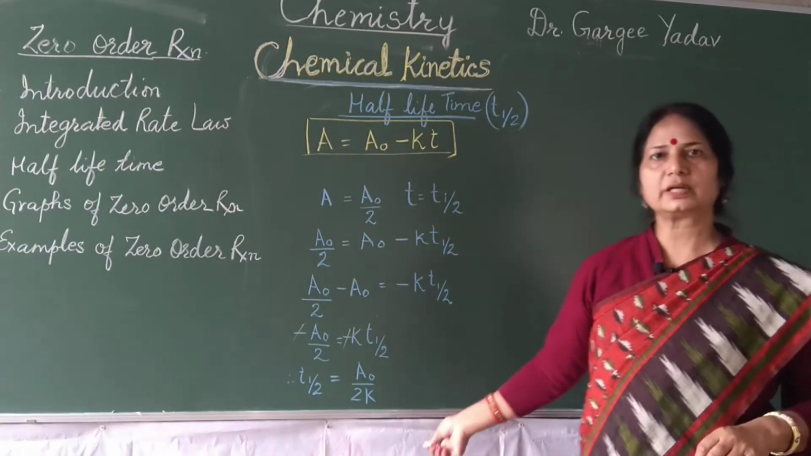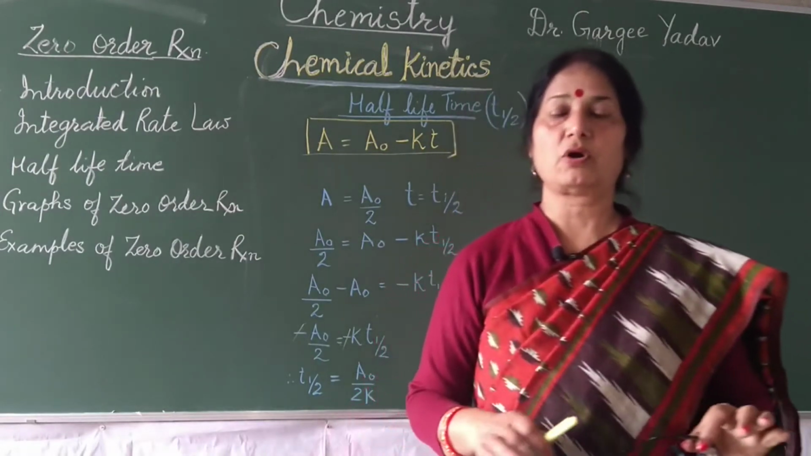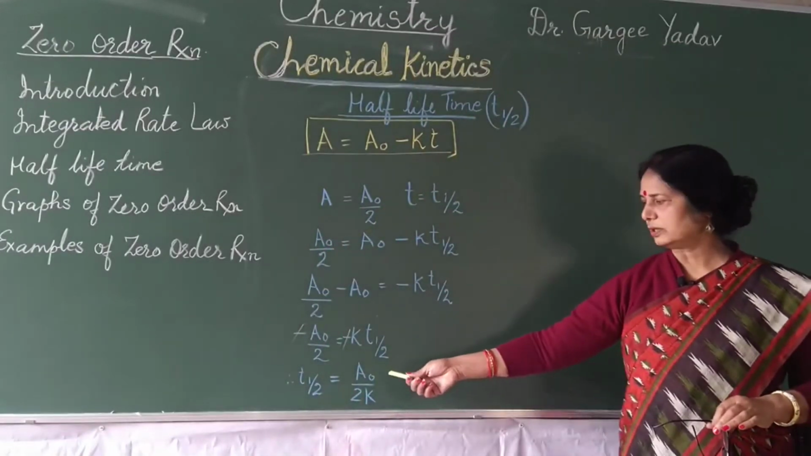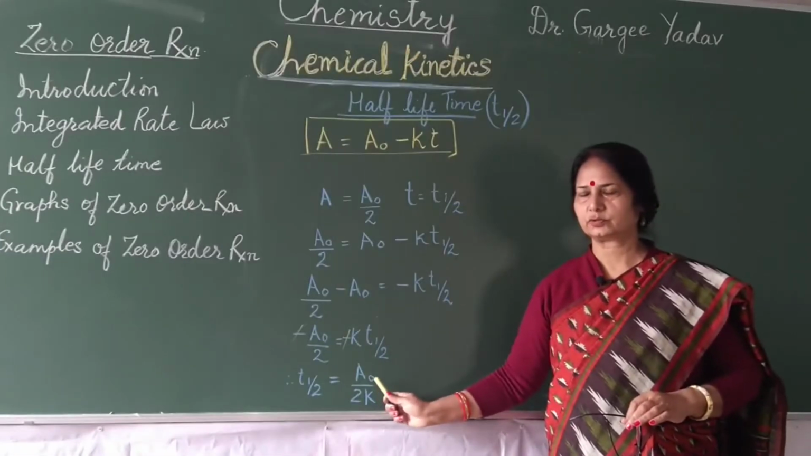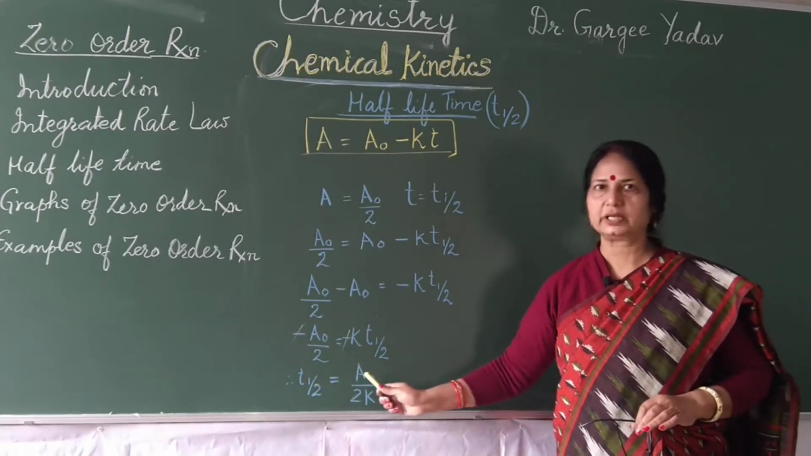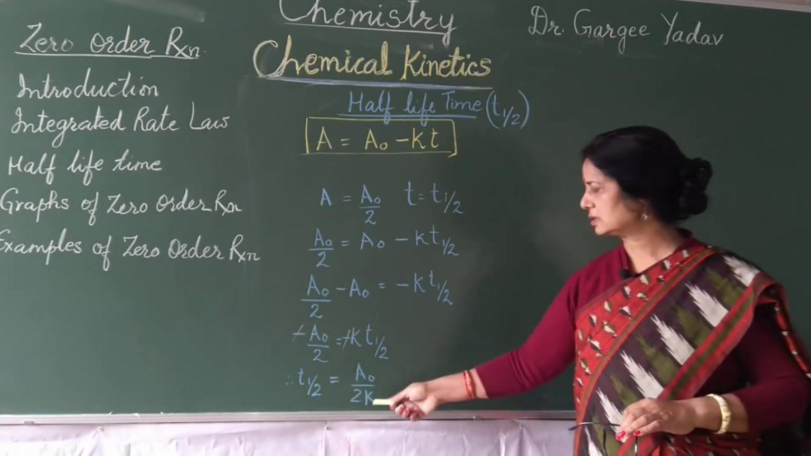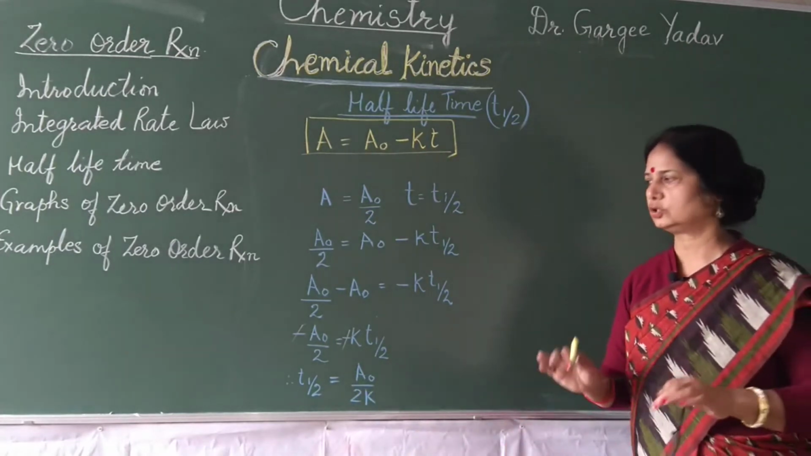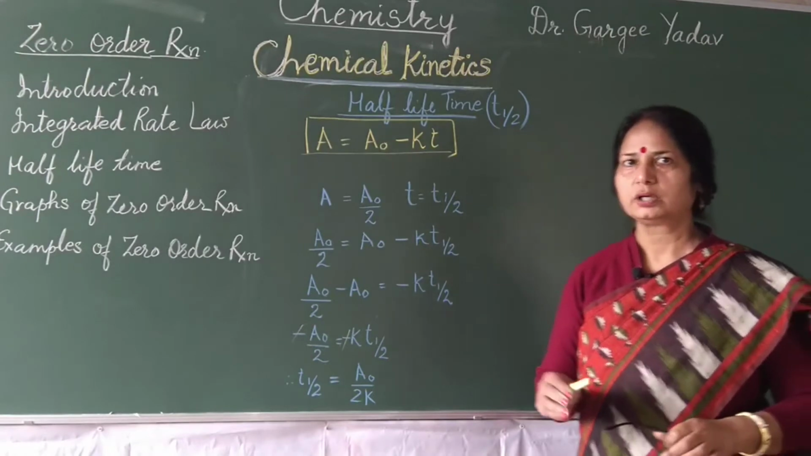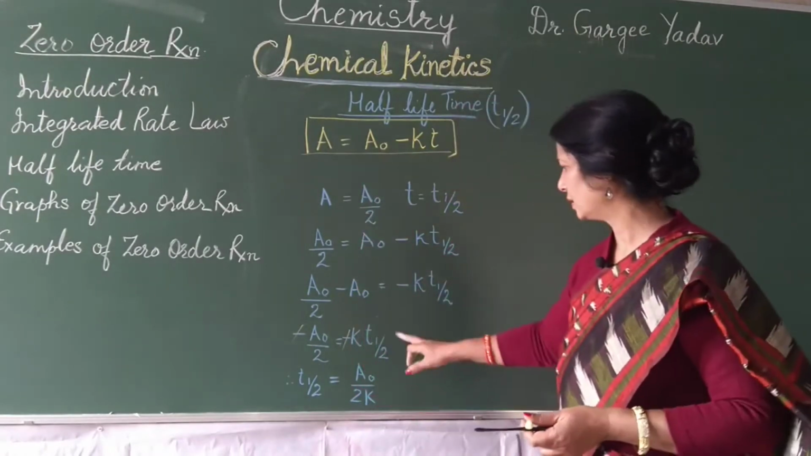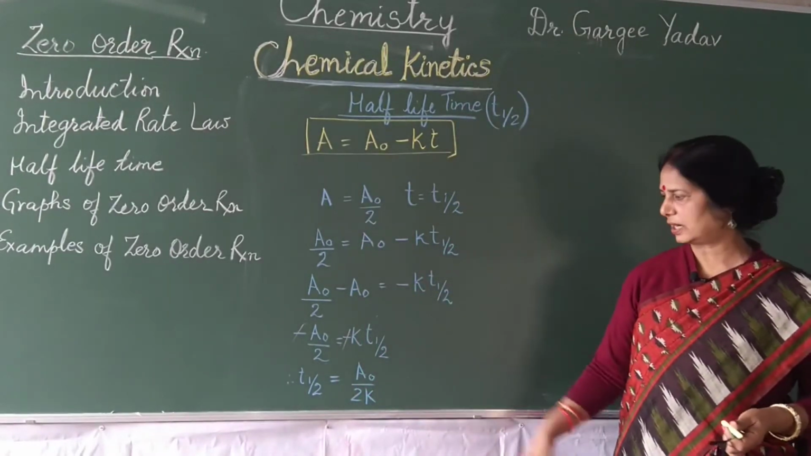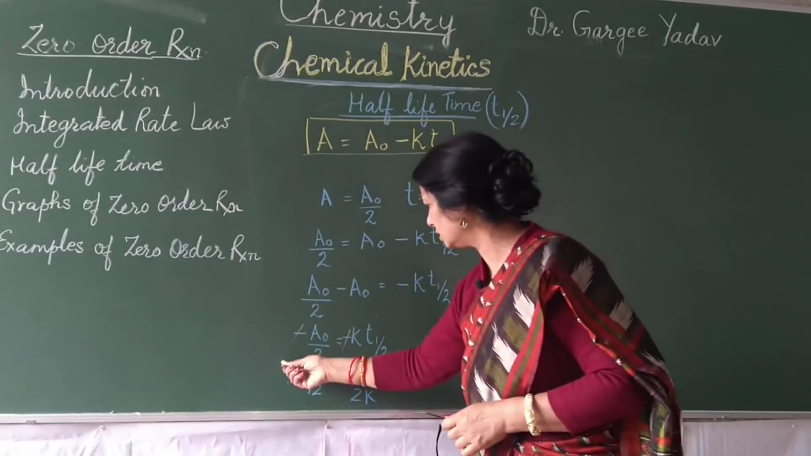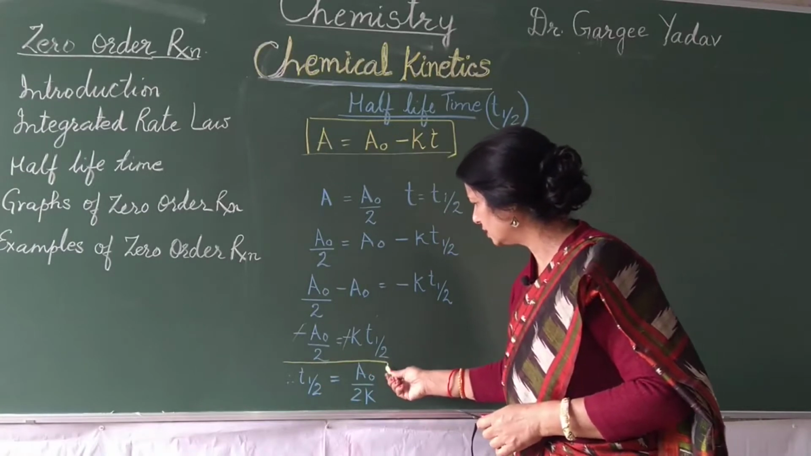So what we observe over here is that the half-life of a zero order reaction is directly proportional to the initial concentration. So it depends on the initial concentration and it is inversely proportional to the rate constant. So the half-life of a zero order reaction depends on two factors. One is our initial concentration and another is the rate constant. So this is our expression for the half-life of a reaction.